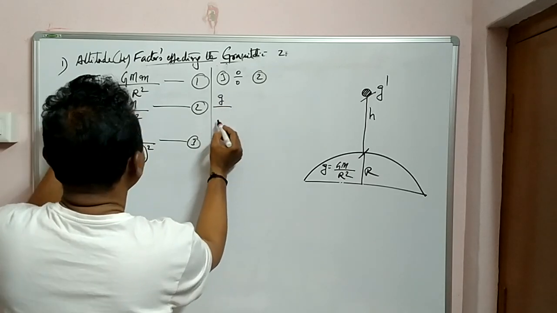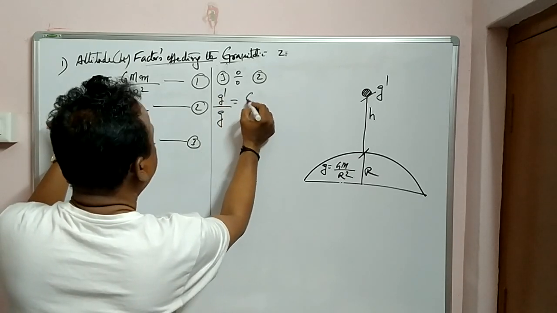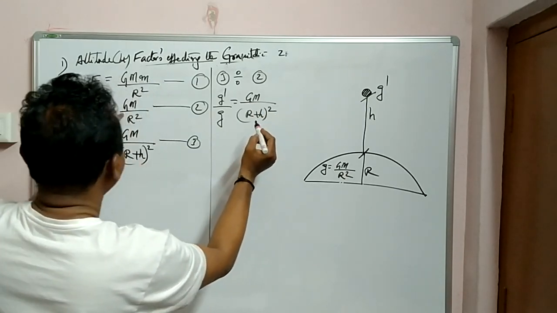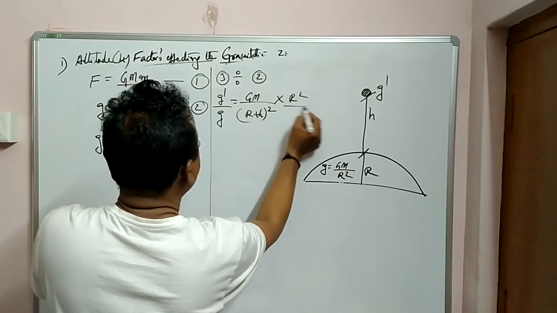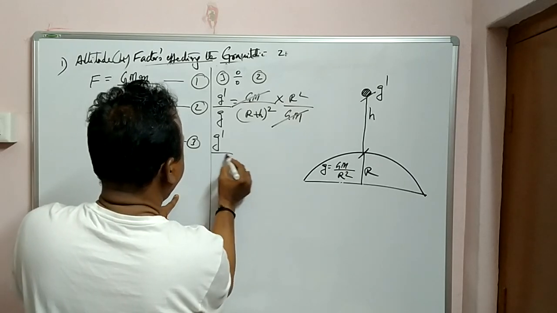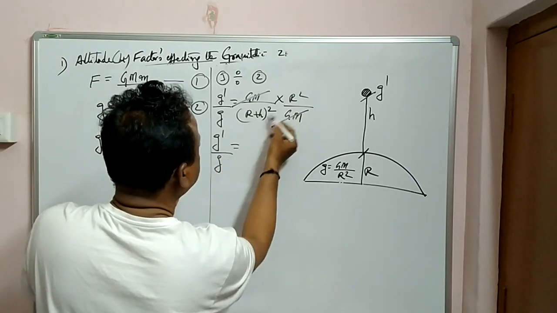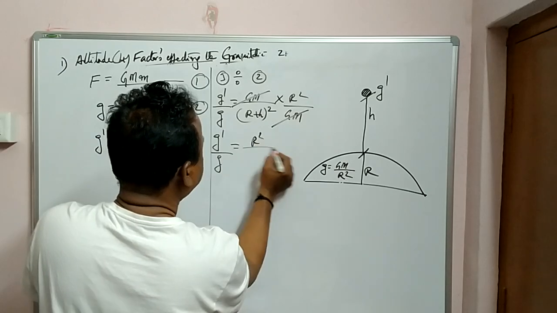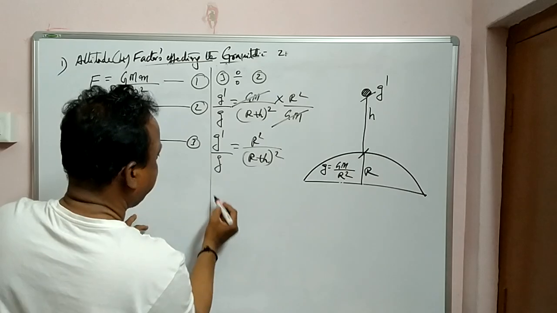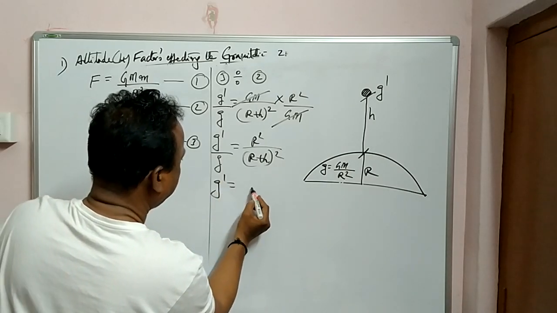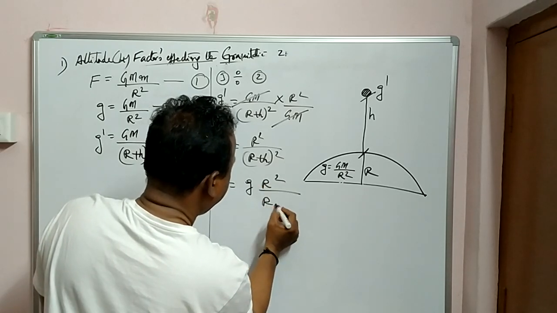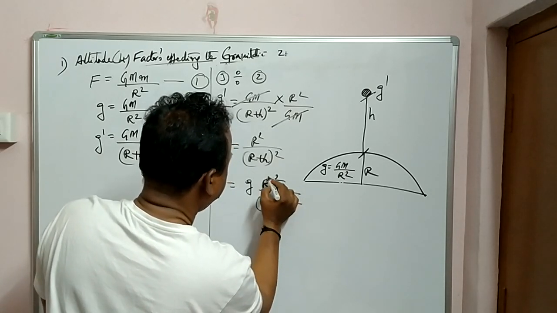So g dash by g is equal to GM by R plus h whole square, divided by GM by R square. With this I am dividing this one. The R square goes up, and GM below, so GM gets cancelled. G dash by g is equal to R square by R plus h whole square. But what I want finally is g dash. So g dash is equal to g into R square by R plus h whole square.